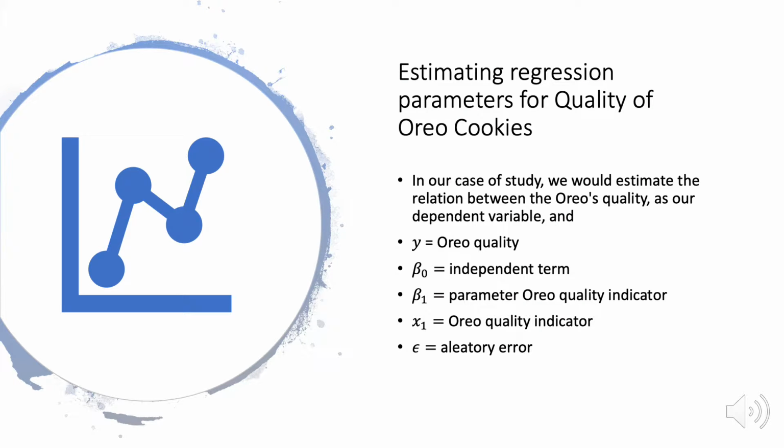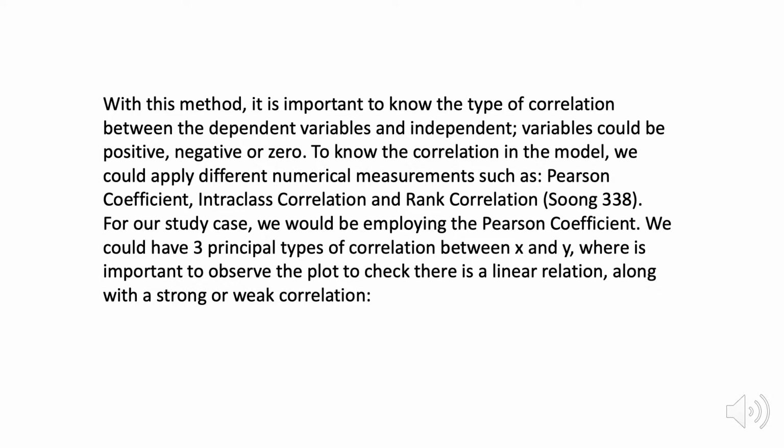Estimating regression parameters. Quality of the Oreo cookie. In our case study, we would estimate the relation with the Oreo quality as our dependent variable. With this method, it is important to know the type of correlation between the dependent variable and the independent variables. It could be positive, negative, or zero. To know the correlation in the model, we could apply different numerical measurements. In this case, we would use the Pearson coefficient.